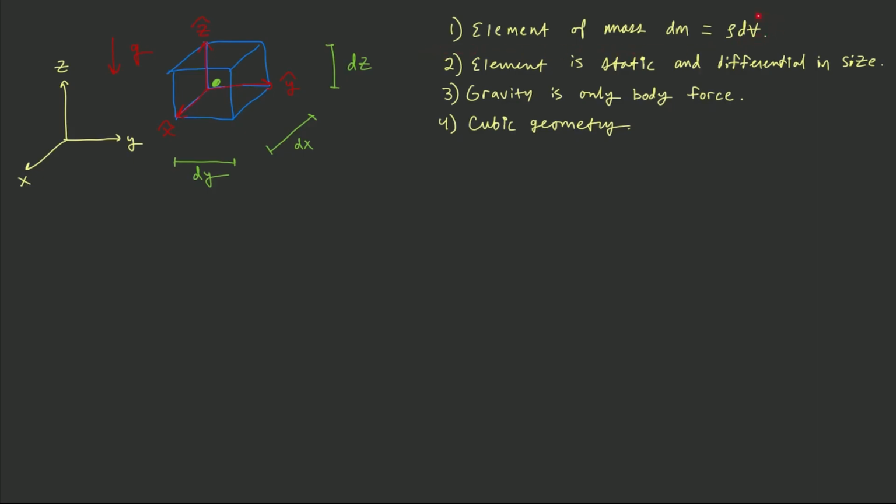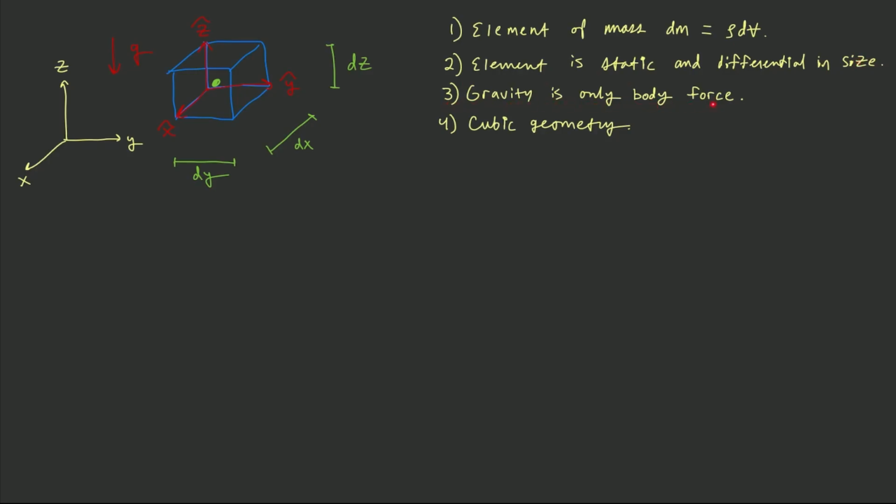One, we're going to look at a differential element of mass, dm equals rho dv, where dm is the differential mass and dv is the differential volume. The element is static, so again, we're examining a static fluid. The only surface forces present are those of pressure, not shear stress, because shear stress is only present in a moving fluid, or in fluid dynamics, not fluid statics. And again, the element is differential in size, so it's infinitesimally small.